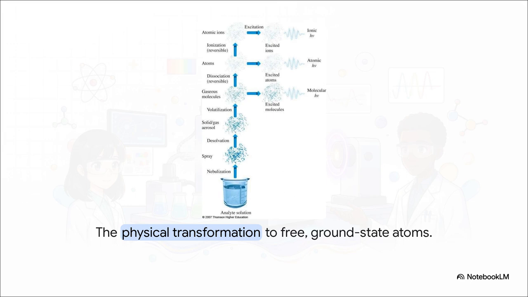Look at this split-second, incredibly violent physical transformation. The aerosol mist hits the heat and instantly undergoes desolvation. The solvent basically boils right off, leaving solid microcrystals. Then, boom, volatilization turns it into a gas. And finally, rapid dissociation breaks it down into the free, neutral ground-state atoms we desperately need to measure. And we have to catch them right then, before they get too excited and become ionized.